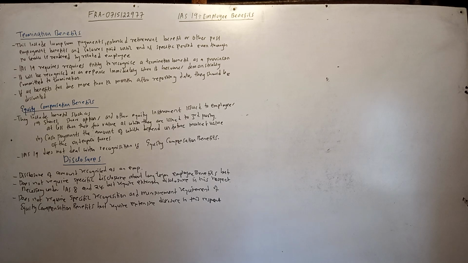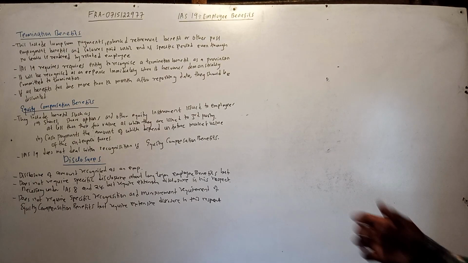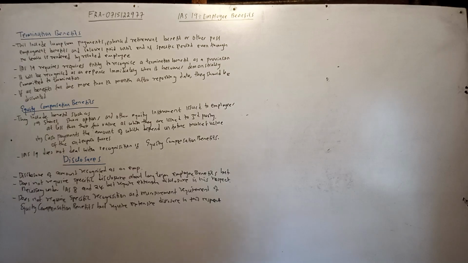Now, it will be recognized as an expense immediately when the entity becomes demonstrably committed to the termination. So an entity shall recognize the termination benefit as an expense if it is committed to termination. If the benefit falls due more than 12 months later, it must be discounted back to present value. You need to know that one. So any benefit which falls due in 12 months or more must be discounted.